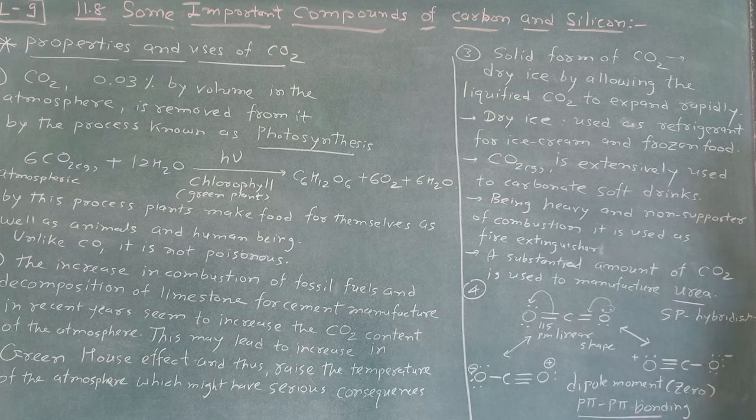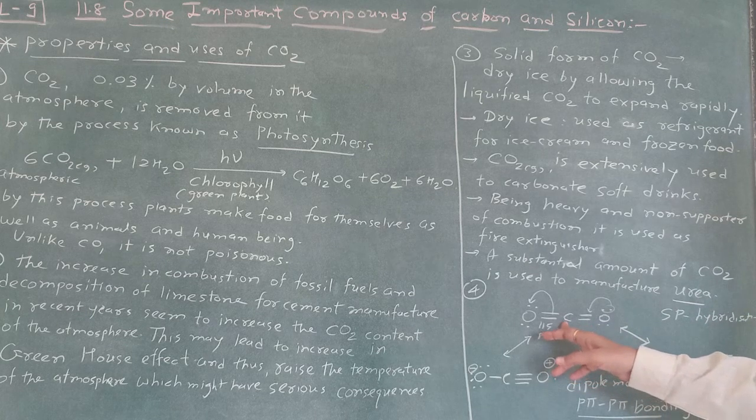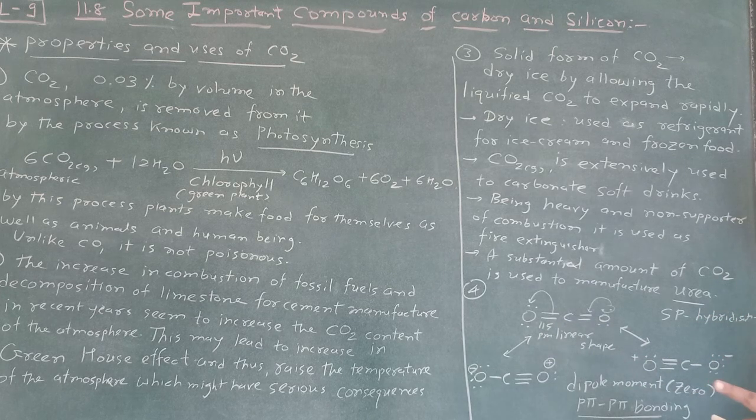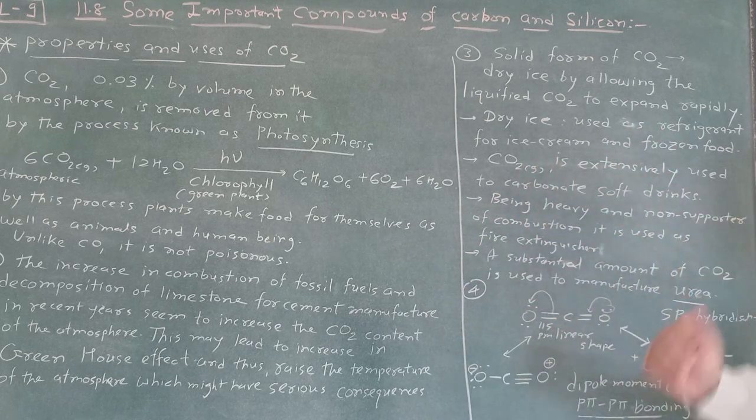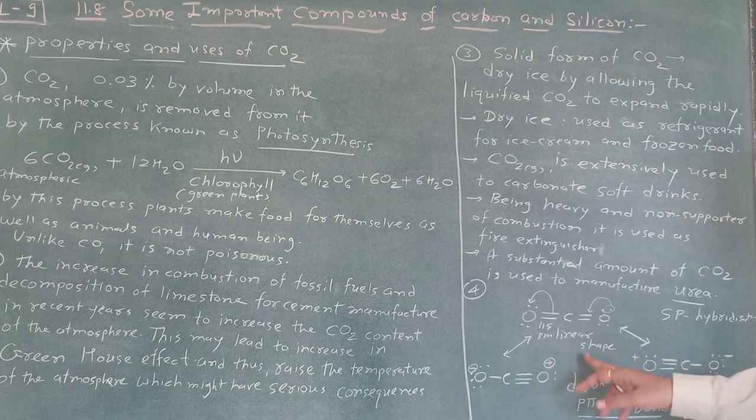P pi bond. That means what? Sp hybridization is there, and that's why the two p orbitals are forming p pi bonds, which are not bond formation along a particular axis, but above and below the plane. That is nothing but p pi bonding. And the shape is linear. Remember, the shape is linear and the dipole moment is zero.